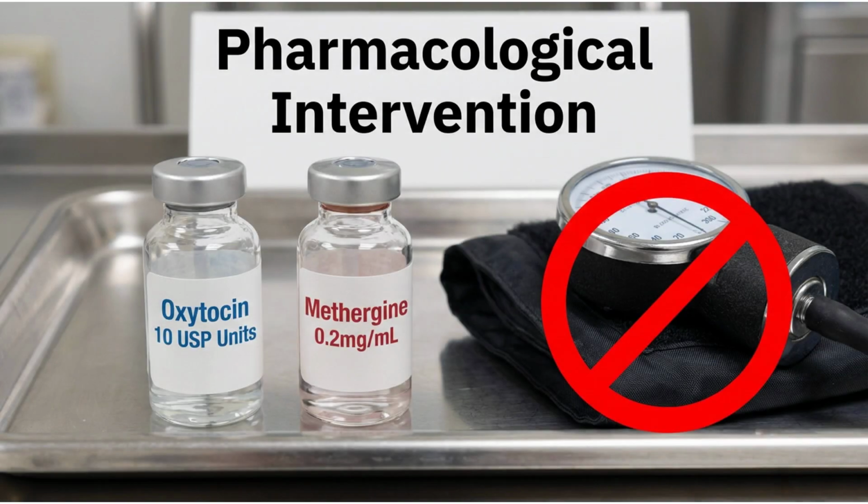Pharmacological intervention is used to promote sustained uterine contraction. Standard protocols include administering 10 units of Oxytocin intramuscularly or 0.2 milligrams of Methergine intravenously. However, clinicians must be vigilant regarding contraindications. For instance, Methergine should never be administered to patients with hypertension, as it can cause dangerous spikes in blood pressure.